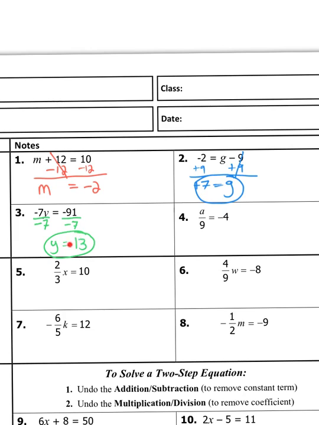And again, I can check that. If I think 13 is y, and y times negative 7, what is negative 7 times 13 going to be? And I should check and see that it's negative 91.